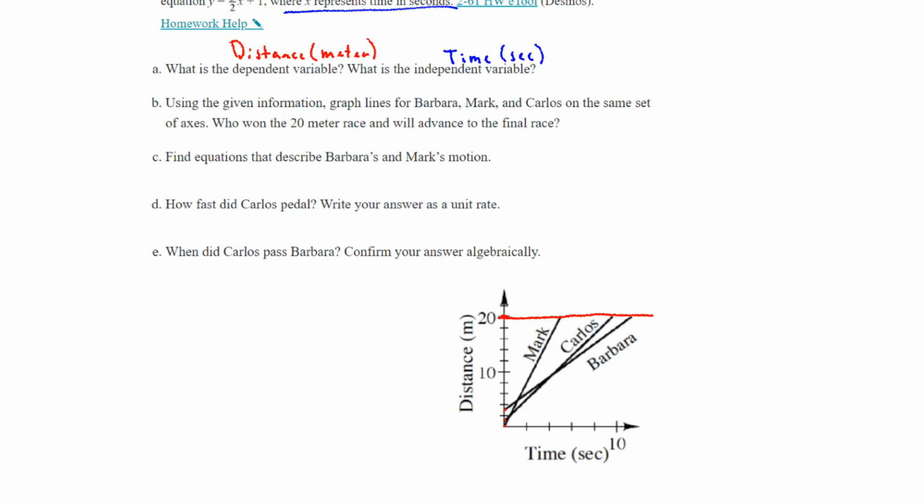And so that's what you're looking to do in terms of part B, is to graph the information for all 3 of them. Make sure you label, and then also it does say who won the race, and in this case, Mark won the race, and you can see that in terms of his time there.